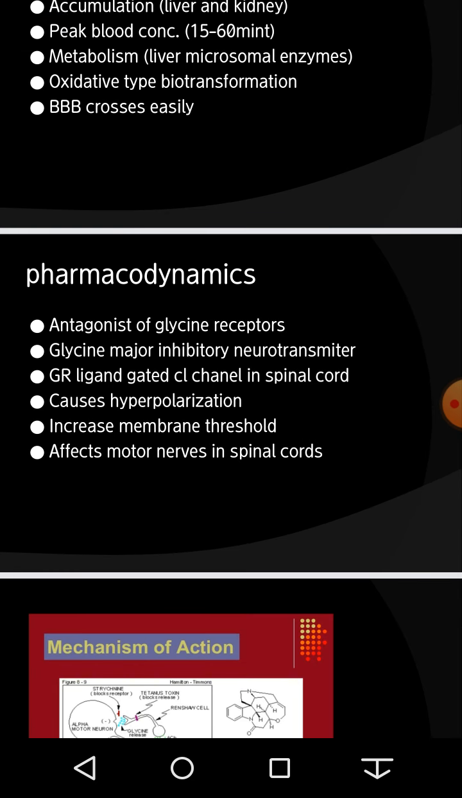Now it's pharmacodynamics, that is, how strychnine works. In pharmacodynamics, strychnine is an antagonist of the glycine receptor. Now what is the glycine receptor? Glycine receptors are major inhibitory receptors located in the spinal cord, and they are ligand-gated channels of chloride. So now what happens? When strychnine binds to these receptors, it causes hyperpolarization, and the membrane threshold is increased. So it basically affects motor nerves in the spinal cord.